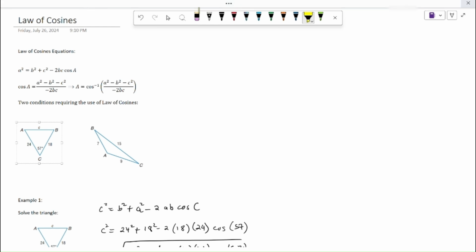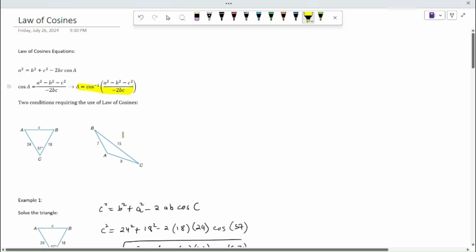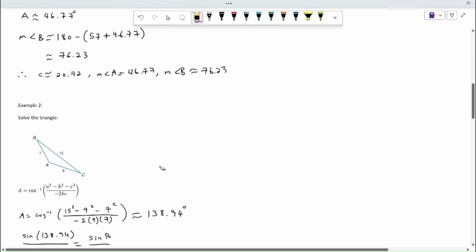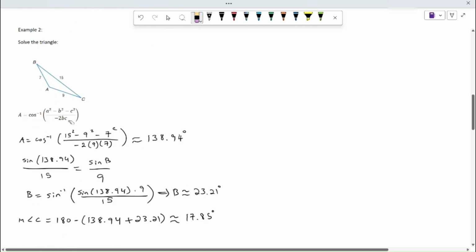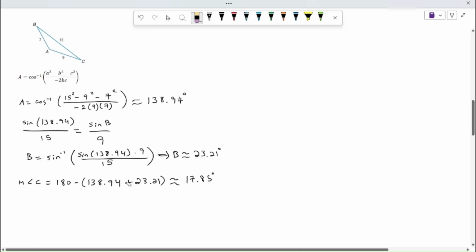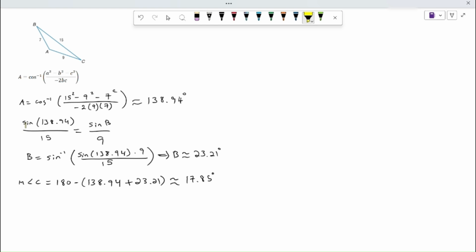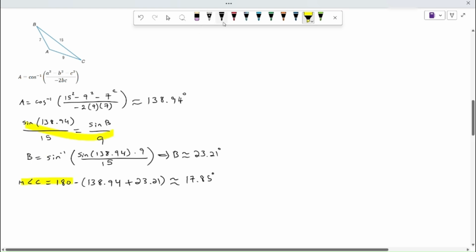All right, and then the second equation is over here, and we used it for problems like this triangle here where we have three sides and we need to solve for the angles. A strategy we used was, once we solved for one of the angles, we applied law of sines to solve the other two angles, such as we did in this problem, example 2. First, we solved for angle A using law of cosines. Then we used law of sines to solve for B, right here. And then we solved for C using the fact that the sum of the angles of a triangle equals 180 degrees.